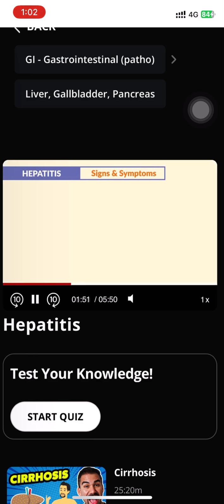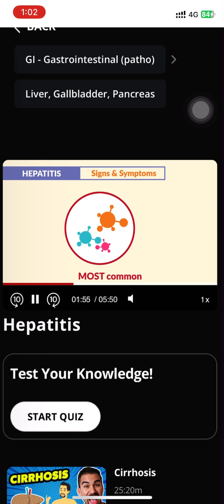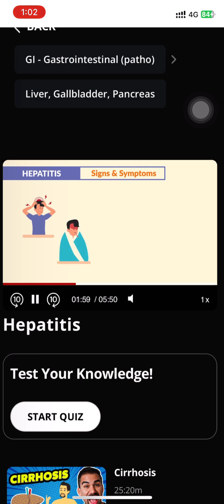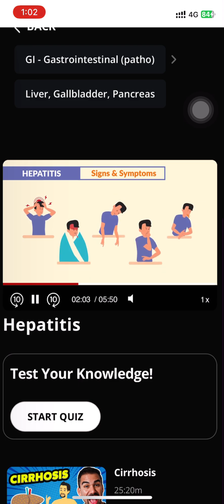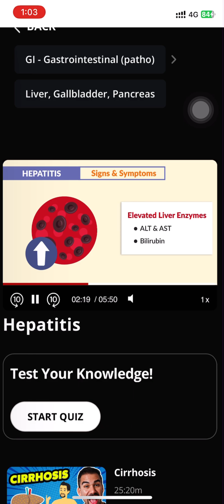Now, in terms of signs and symptoms, when caused by a virus, which is the most common, we see flu-like symptoms. So we see a headache, fever, fatigue, also called malaise, as well as nausea and vomiting. And a key term here is elevated liver enzymes, because in hepatitis, we just have inflammation of the liver. So naturally, you will see an elevation in liver enzymes with elevated ALT and AST and elevated bilirubin.